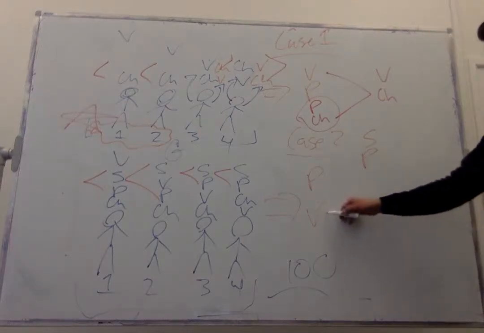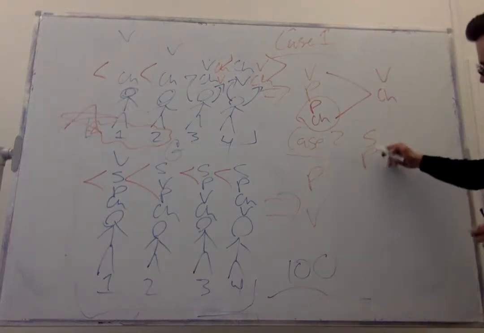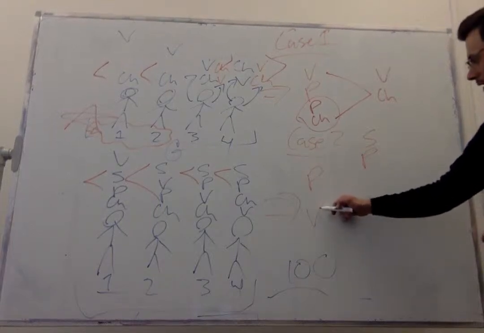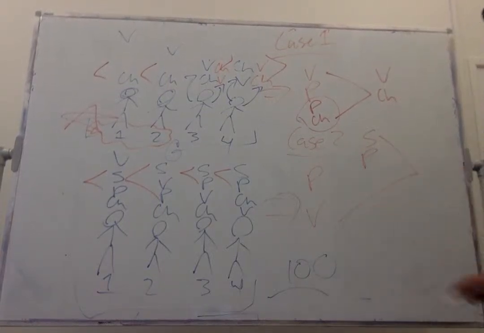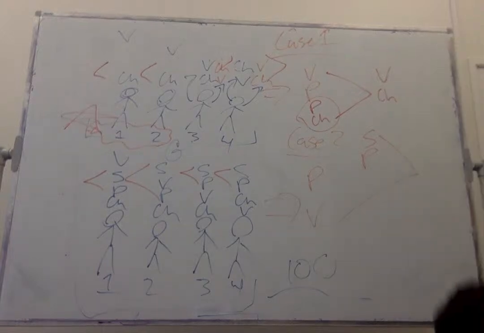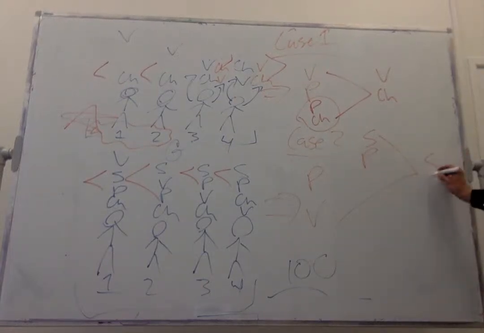But now, notice that we've got this chain. Strawberry better than pistachio, pistachio better than vanilla. And so the group, because group preferences are transitive, the group must like strawberry better than vanilla.